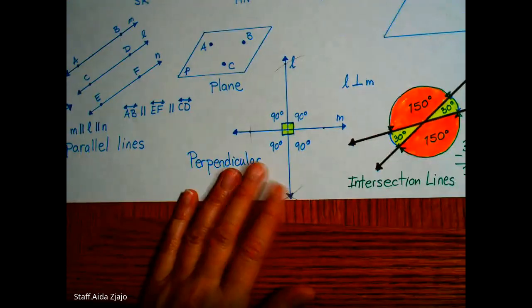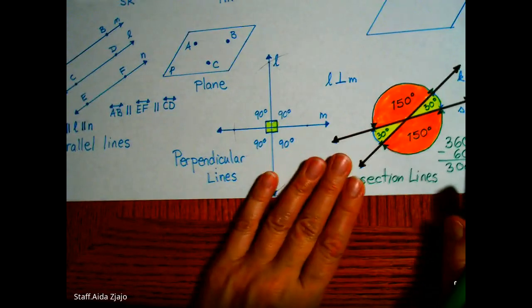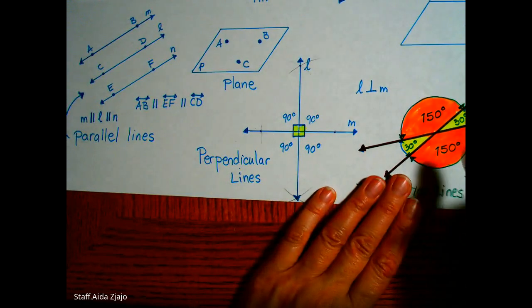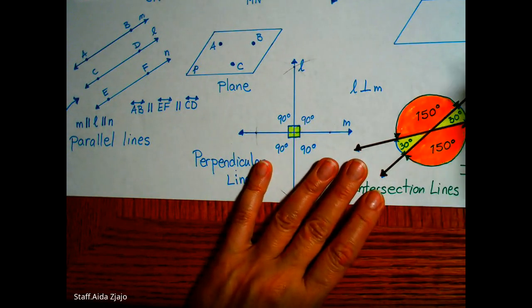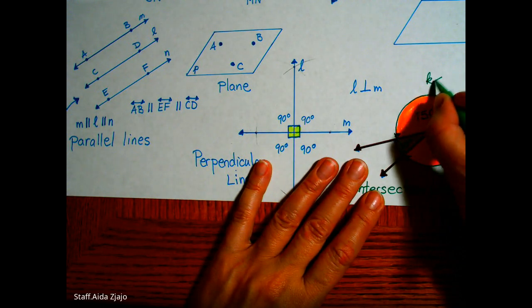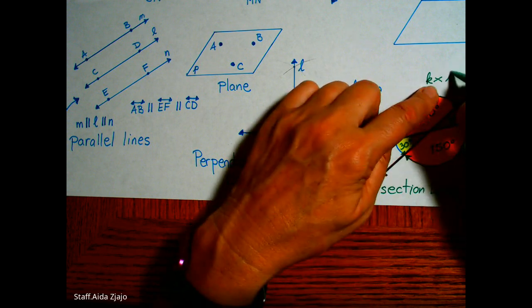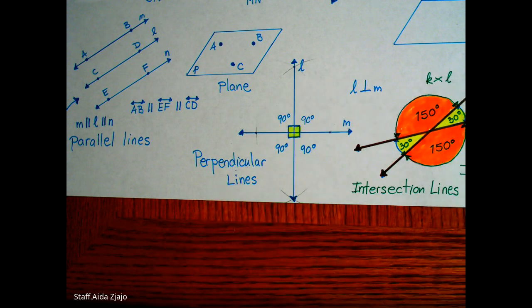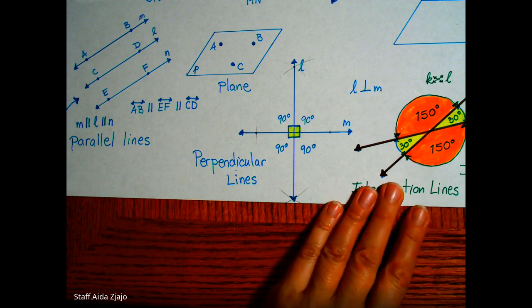Also, I would like to label intersection lines, so we can say like K intersect L. K intersect L. So that's the intersection line, and we can kind of just make that so we know that K and L are intersecting.